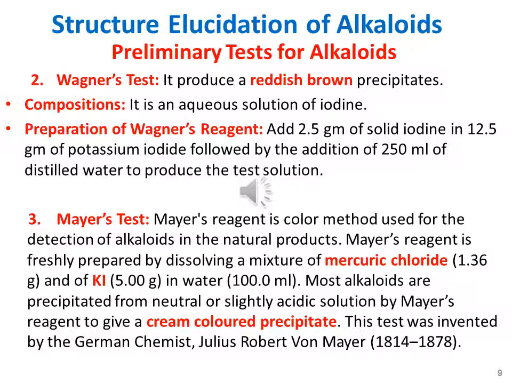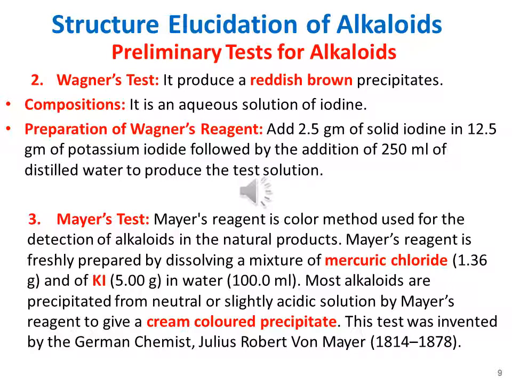The second most widely used color method for the detection of alkaloids among the natural products is the Wagner test. Wagner reagent produces a reddish brown precipitate if the alkaloids are present in the test sample. If we talk about its composition, it is an aqueous solution of iodine. As we know that iodine is insoluble in water, and its triiodide anion is soluble in water. To convert the iodine into a triiodide anion, you have to add potassium iodide.